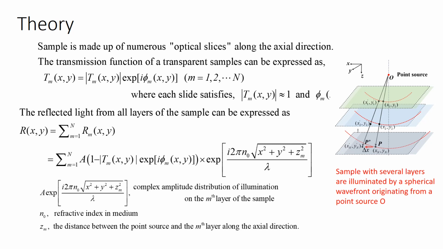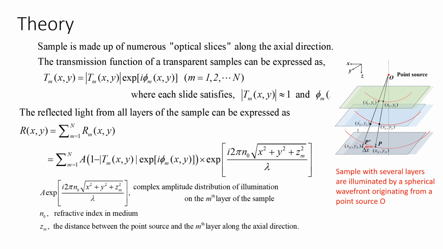So let's look at the theory of the experiment. We assume the sample is made up of numerous optical slices along the axial direction, as shown in the diagram on the right side. They are illuminated by a spherical wavefront originating from the point source O. The transmission function of this transparent sample can be expressed by the following expression T(x,y), where M represents the number of layers, and each layer, each slice, satisfies the following conditions.